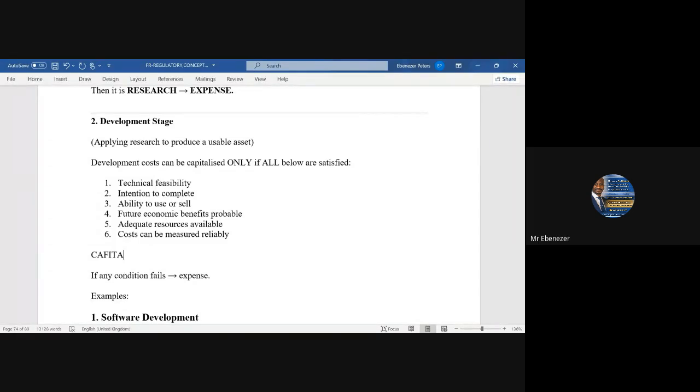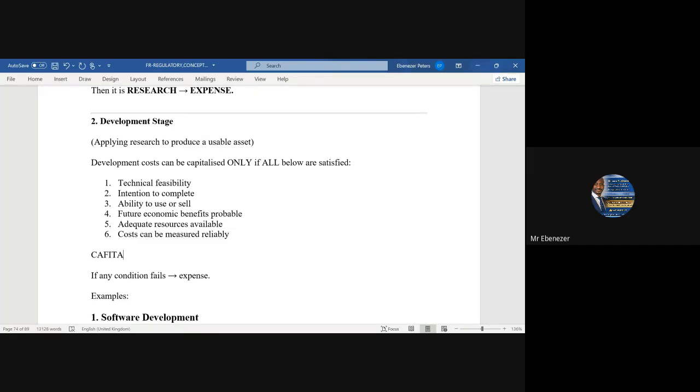But look, please note again, if any of these conditions, any one fails, the 5 that I said, that's the CAFIT, must be present. If the 5 are present, then you can capitalize the cost. But if one of the 5, that's one of the CAFIT, is missing, you cannot capitalize the cost. You have to expense it.